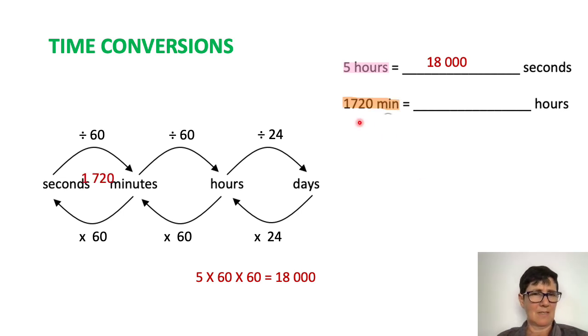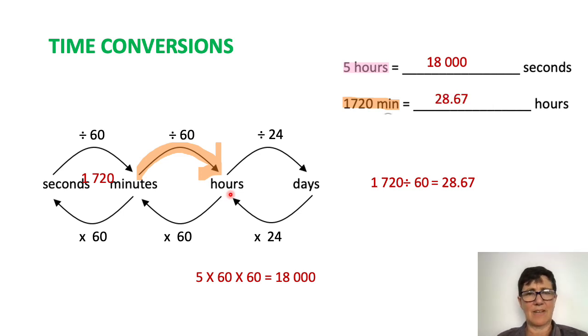1720 minutes. Couldn't quite fit it in, so I've squashed it there. 2 hours divided by 60 once. Okay, and I get 28.67 hours. When I press my bubble button on the calculator, and I'll show you that when I'm back, it tells me it's 28 hours, 40 minutes.